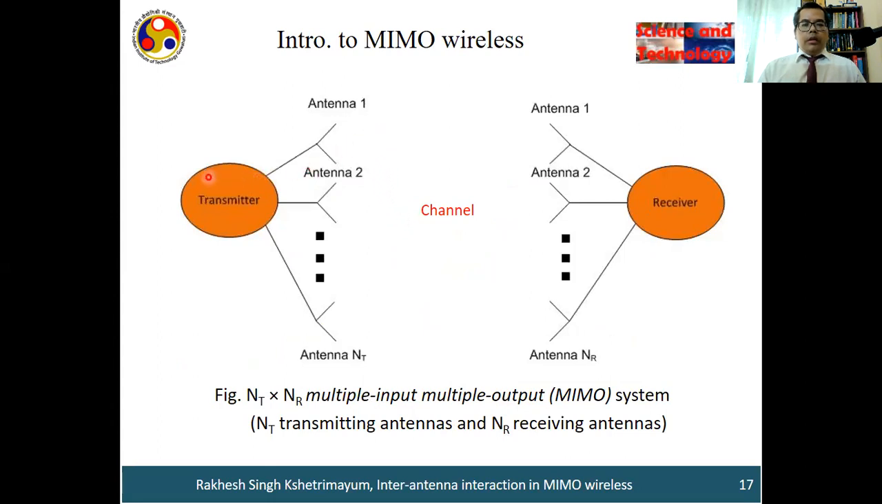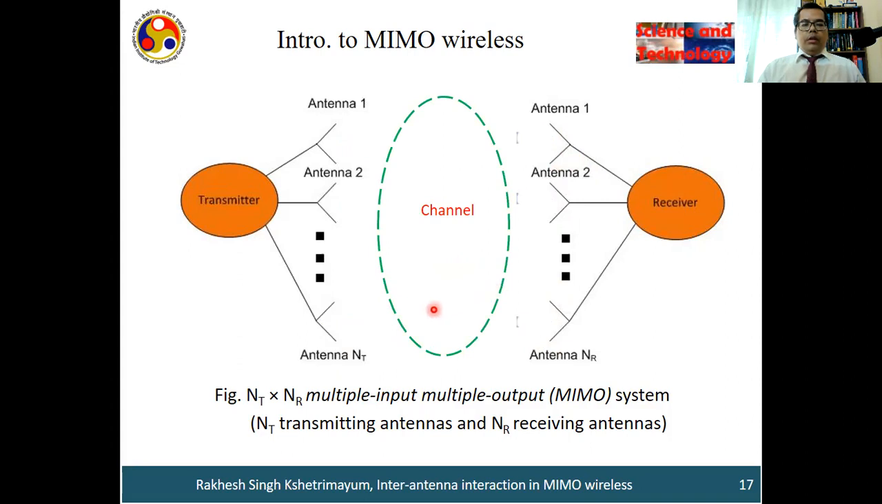So in MIMO wireless, the transmitter will employ one, two, up to NT antennas, a multiple number of antennas. NT could be anything. And the receiver is also employing multiple antennas, one, two, up to NR antennas. So now this channel, the medium through which the signal is propagating, will have input from NT antennas of the transmitter, and it will output signal to NR antennas of the receiver.